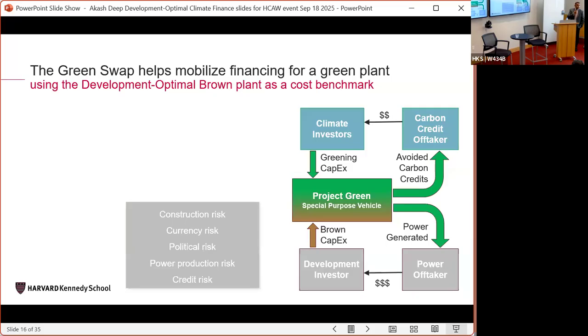The green swap brings in climate investors who are going to provide the greening capex, the additional amount of capital that is needed beyond the brown plant. So from the perspective of the development investor, this project from a cost perspective is going to look just as the coal plant did, except that it won't be a coal plant, it will be a green plant, right? It will generate green power, and the greening capex, that's the incremental financing that's going to come, is going to make it possible for this plant to be green rather than brown. In the process, it will avoid the emissions that a coal plant would have created, and those emissions will be off-taken by a carbon credit off-taker, right?